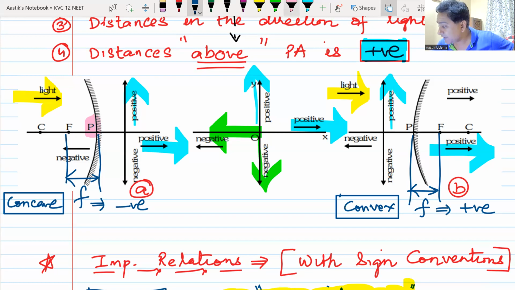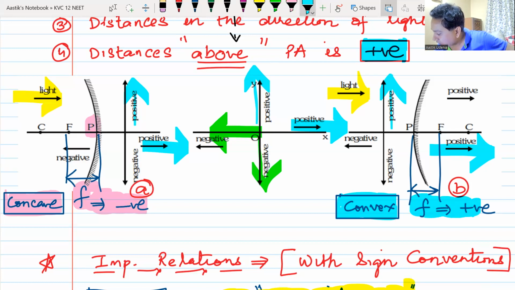And it is very evident from the discussion that for a concave mirror, and you will write it as an important point, you should never miss it, the focal length is negative, and for a convex mirror, the focal length should turn out to be positive. Yes or no? Do you understand this? Shall I move forward?